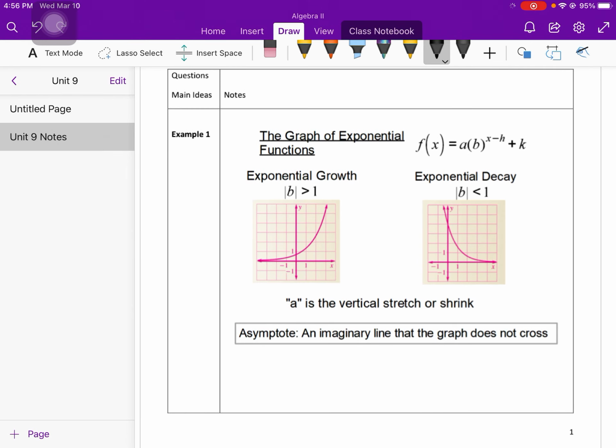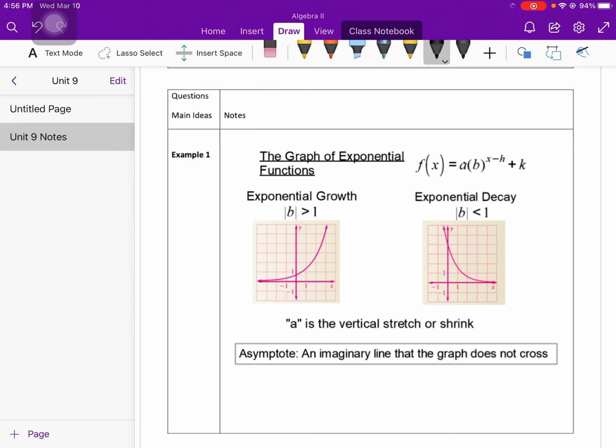So the way to tell the difference between exponential growth and exponential decay is the b value, which is your base. If your b value is greater than 1, that means it's going to grow very quickly because the exponent is going to cause it to get really large. But if the b value is less than 1, then it's going to get smaller and smaller very drastically.